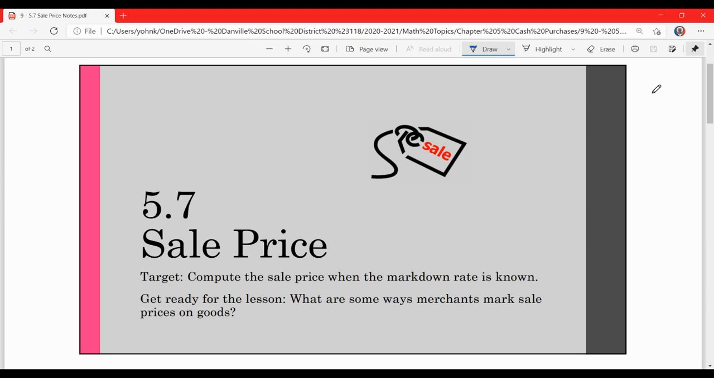Hey kids, welcome to section 5.7, sale price. Today we're going to learn how to compute the sale price when the markdown rate is known.